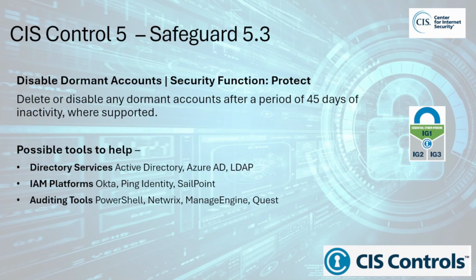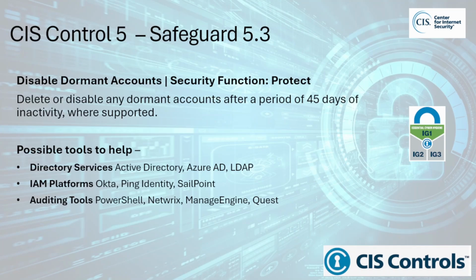Safeguard 5.3. Disable dormant accounts. This falls within the Protect security function and is within Implementation Group 1. The safeguard requires organizations to identify and disable dormant or inactive accounts after a defined period of non-use. Dormant accounts are those that have not been used within a specific time frame and are no longer associated with active users or services. The safeguard applies to all types of accounts, including user, admin, and service accounts, and helps ensure that only active, authorized identities have access to systems and data.